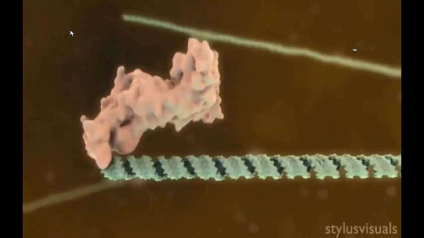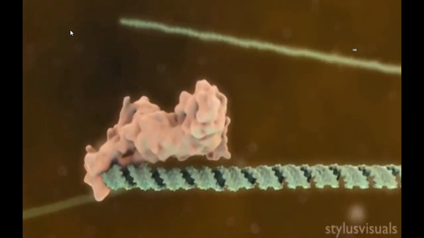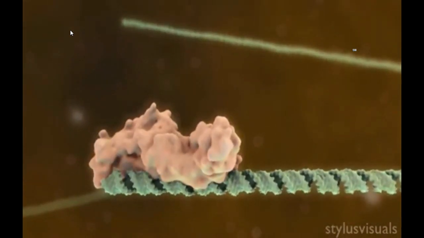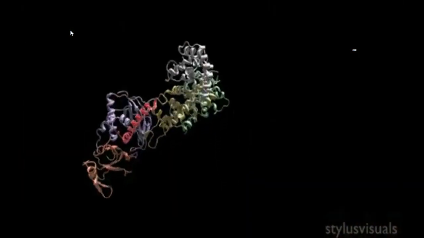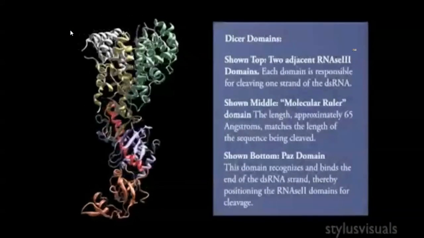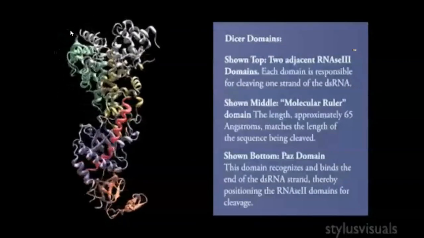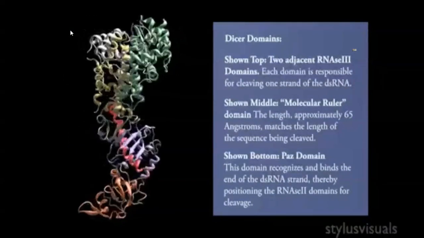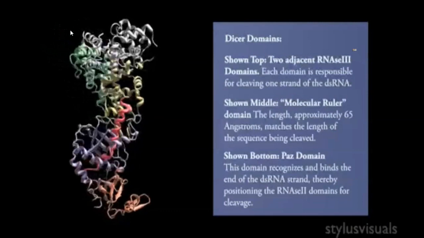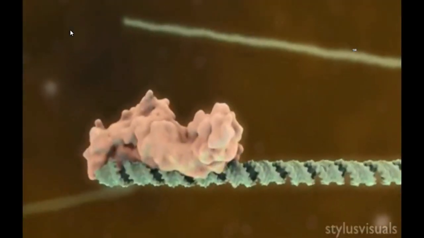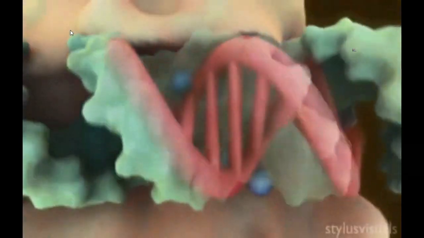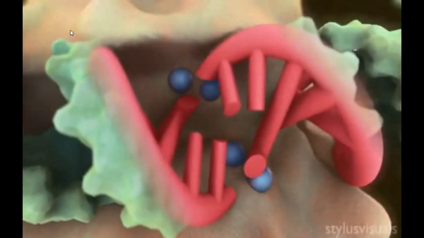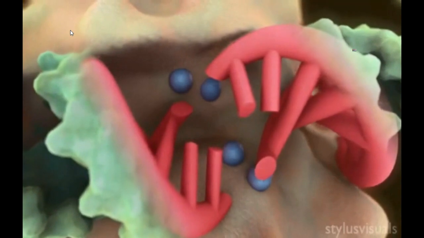They basically find the three prime end, and then they just start chewing off nucleotides in the mRNA. This is called a dicer. It's just a protein that cuts mRNA. Basically, that's its job. Using water, it breaks those bonds.